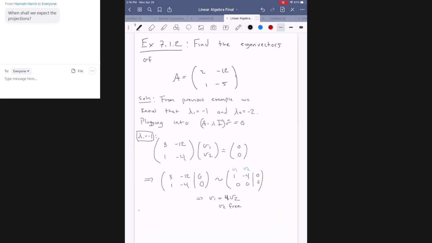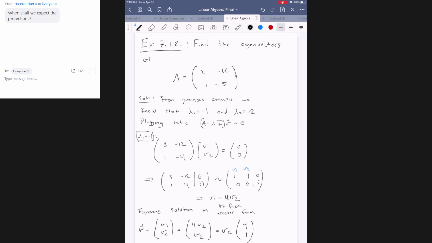So expressing the solution in vector form. We have v equals v1, v2. What is v1? Well, v1 is 4 v2. What's v2? Well, v2 is free. Factor out the v2, you get 4 and 1. So my solution to this is that it's every constant multiple of (4, 1).